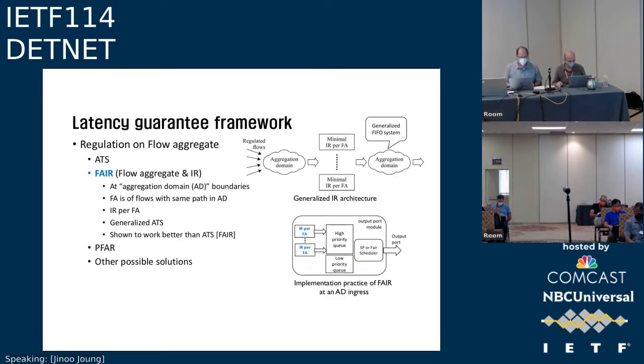The second solution suggested in this draft is the FAIR. It represents flow aggregate and IR. It is basically a generalized ATS. Here, the FIFO system is suggested as a network domain called the aggregation domain, or AD in short. So in FAIR, the regulator is implemented at the AD boundaries. And the flow aggregation is defined as a set of flows with the same path in the AD. It has been shown to work better than ATS in the academic paper.